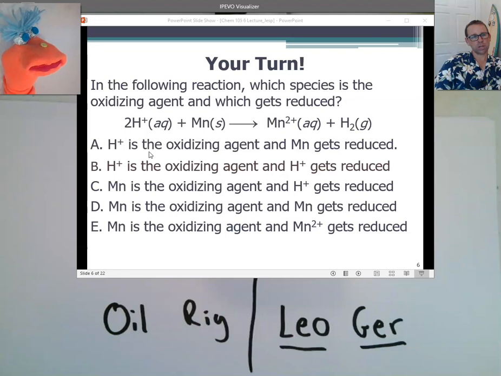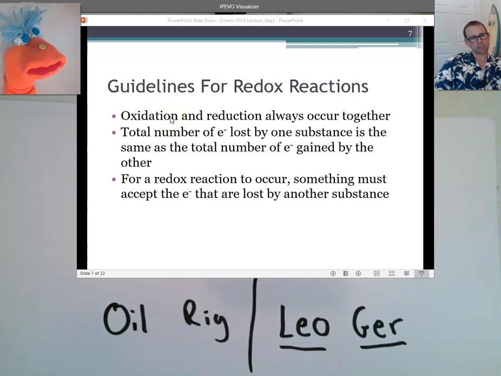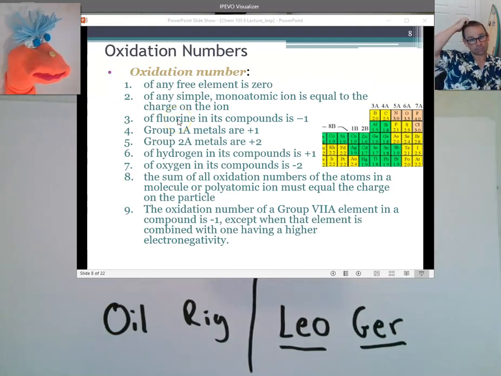Very good. Excellent job. We knew that manganese was oxidized. Therefore, we knew that H plus was reduced. And that's what I was asking for. We knew that manganese was the reducing agent, and then we knew that this one was the oxidizing agent. So remember, oxidation and reduction reactions always occur together. And the total number of electrons lost by one species has to equal the amount gained by the other species, right? Electrons don't just go into thin air, okay?